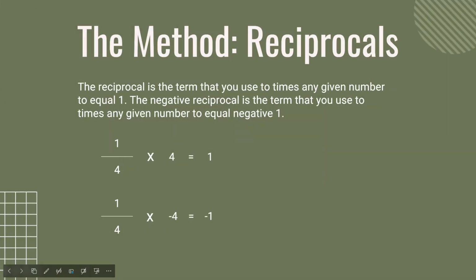In your exams, you will also be asked to find the reciprocals of numbers. The reciprocal is a term that you use to times any given number to equal 1. The negative reciprocal is a term that you use to any given number to equal negative 1. For example, a quarter times 4 gives us 1, but a quarter times negative 4 gives us negative 1, meaning our negative reciprocal of minus 4 is a quarter.